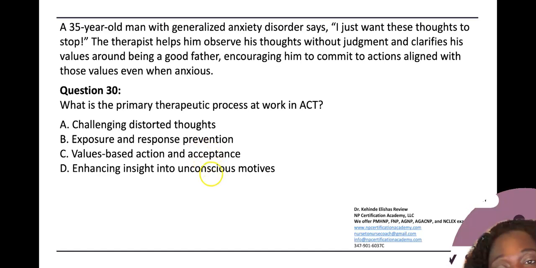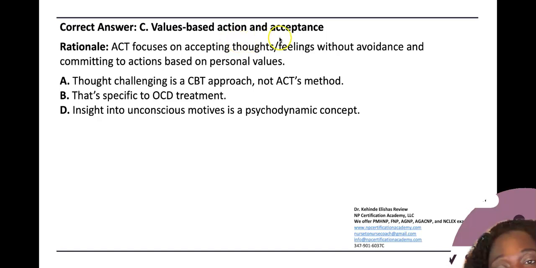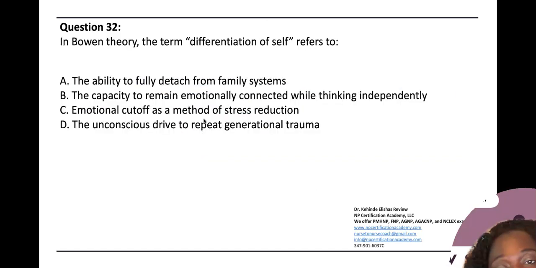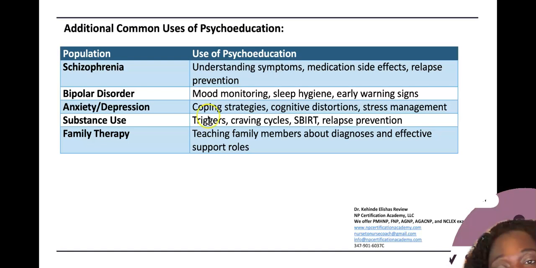The final answer here is C. Values-based action and acceptance. All right? So ACT focuses on accepting thoughts and feelings without avoidance, and committing to actions based on personal values. And the other approaches do not fit. All right? So I guess we're going to look into these other questions next time.